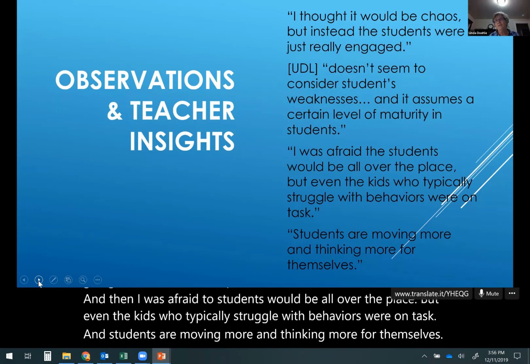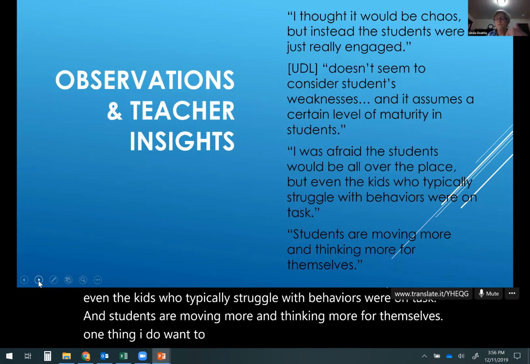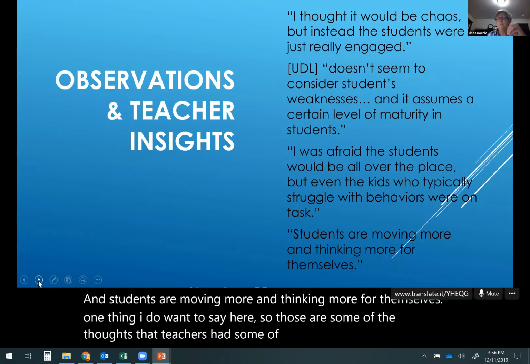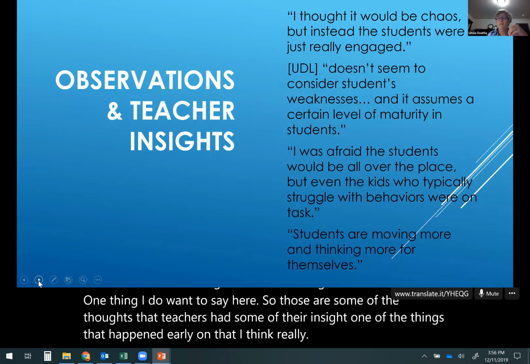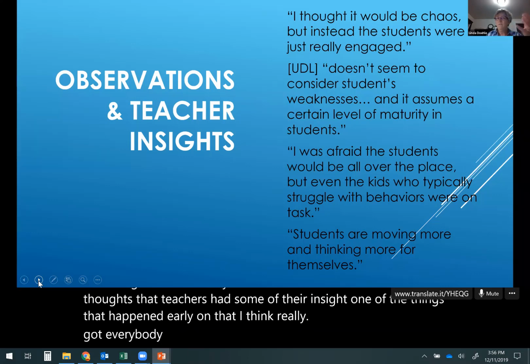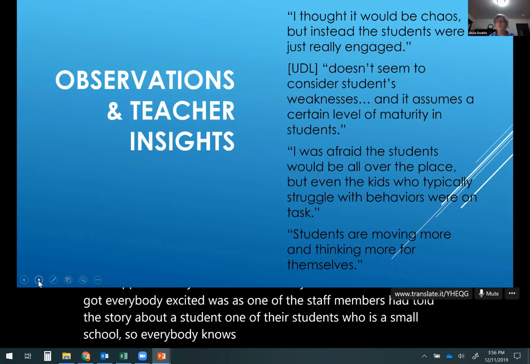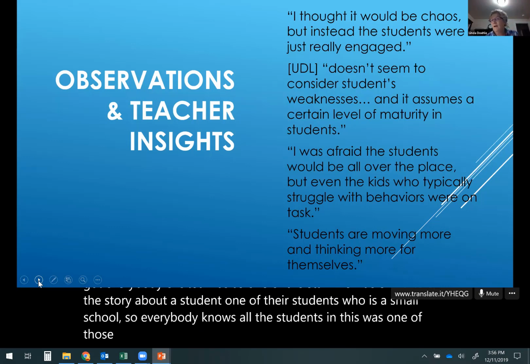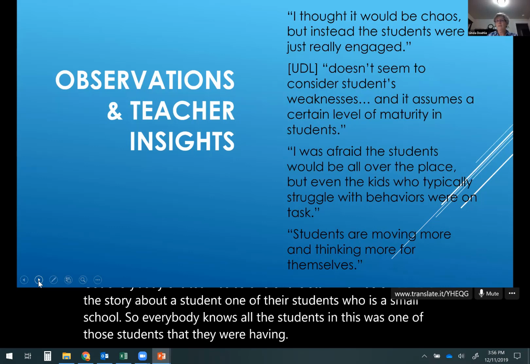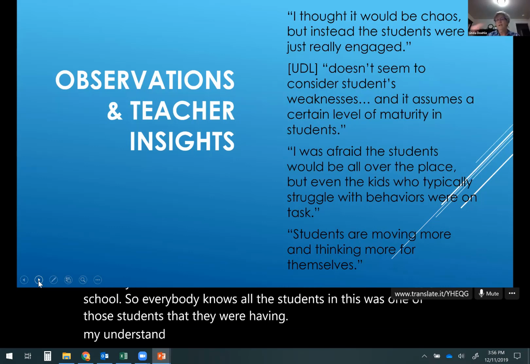One thing I do want to say here, so those were some of the thoughts the teachers had, some of their insights. One of the things that happened early on that I think really got everybody excited was one of the staff members had told a story about a student, one of their students who, it's a small school, so everybody knows all the students. This was one of those students that, my understanding of it is, they had trouble getting motivated and the student didn't really want to participate much.